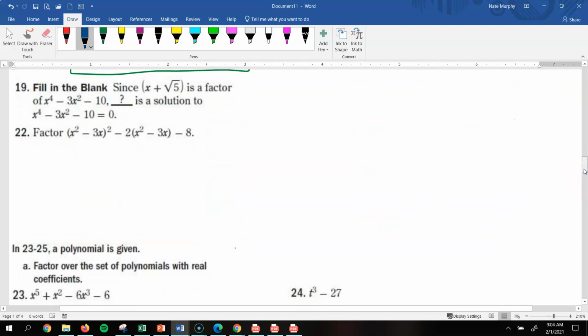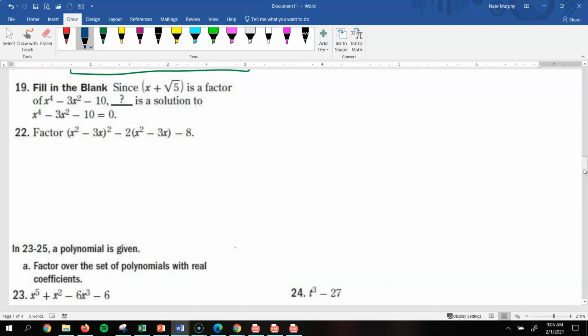All right, so in number 19, this one says, since x plus the square root of 5 would be a factor of that polynomial, what would be another solution to the same polynomial? Or actually, no, they're not asking that. They're asking for if x plus square root of 5 is a factor, what is going to be a solution to that? Well, remember, using that factor theorem, whatever a factor is, its 0 would be the solution.